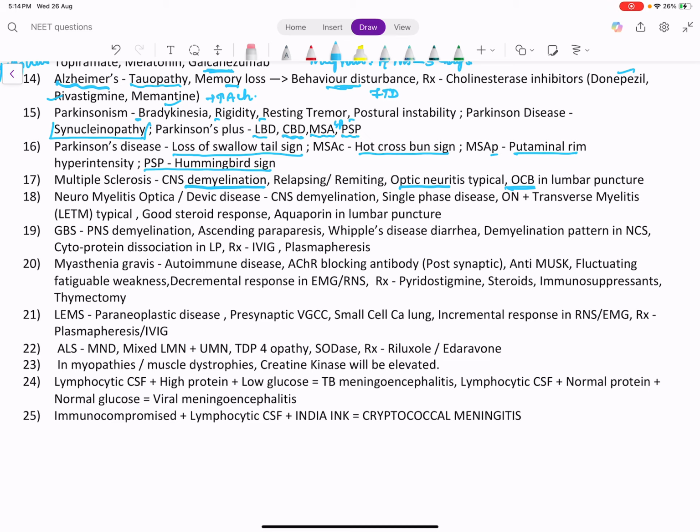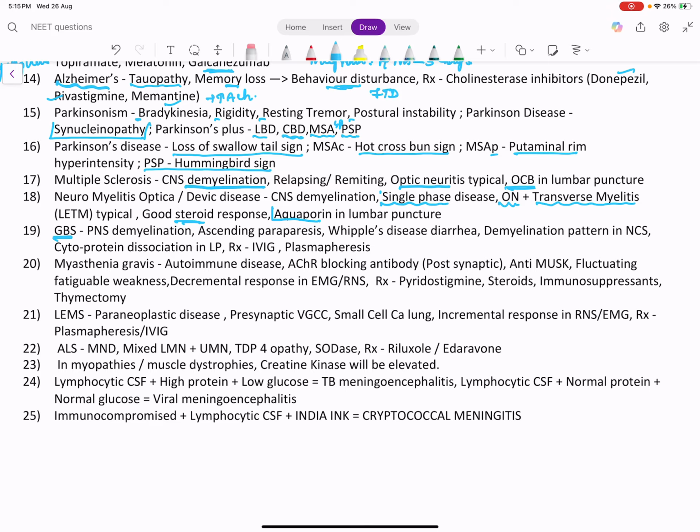Neuromyelitis optica or Devic disease is also a CNS demyelination, but contrary to multiple sclerosis, it's a single phase disease. It occurs only once. Here the classical features are optic neuritis and transverse myelitis, especially longitudinal extensive transverse myelitis. Here there is a good steroid response. In multiple sclerosis, only in few cases steroid response will be there. Here we see aquaporin in lumbar puncture.